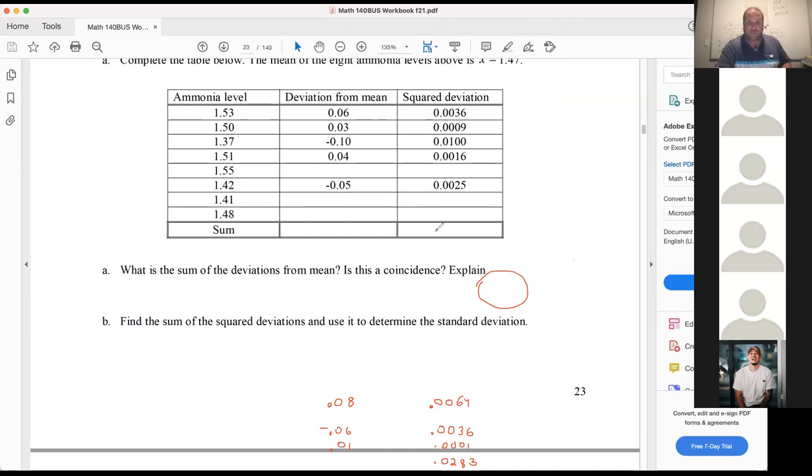So my final answer was 0.0283. That's really the one that matters. The other ones you can get pretty easily. So what do I do with this number, 0.0283?